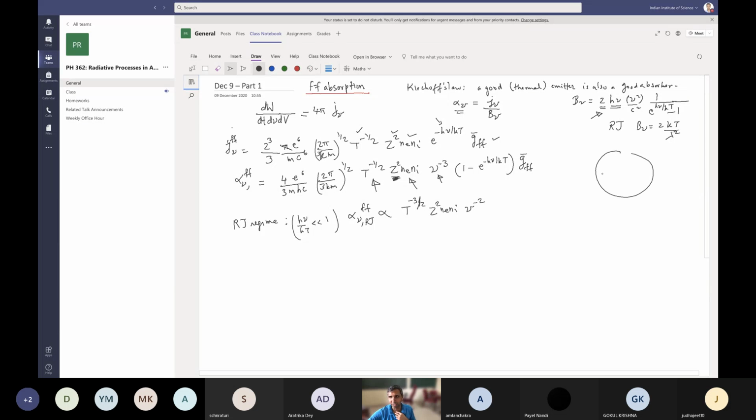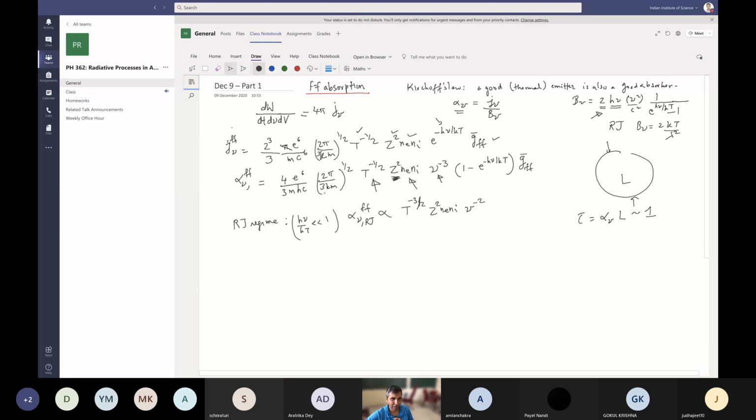So suppose you have a plasma, and now you are interested in knowing at what frequency it becomes optically thick. What do you want to do? It has a length scale L, right? You say alpha nu L is order unity. This is optical depth. When my optical depth becomes order unity, my object will become optically thick, and at frequencies below that, I will have a black body spectrum.